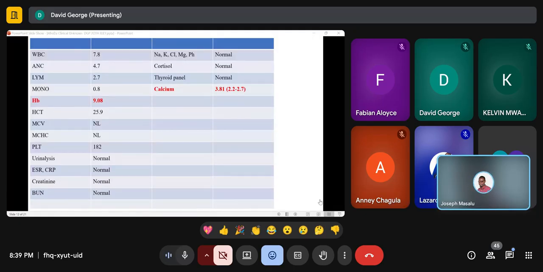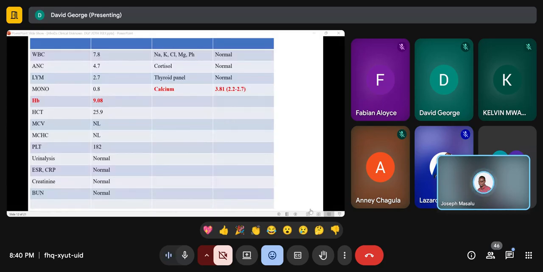So another very important thing here is the calcium of 3.8, which is hypercalcemia. I believe this is a total calcium. No, this is ionized calcium; the total is 8 to 10 normal. So this is ionized calcium. Very good. We don't need the albumin to calculate a correction. So truly, this patient has hypercalcemia.